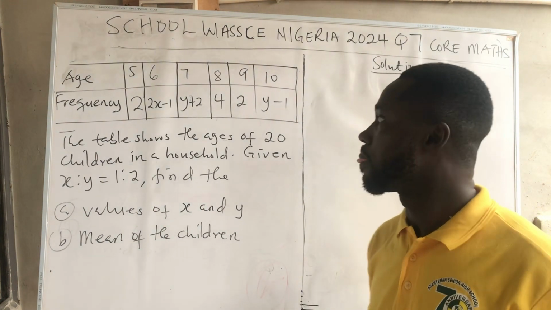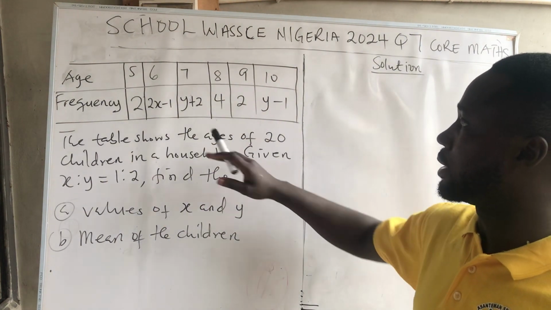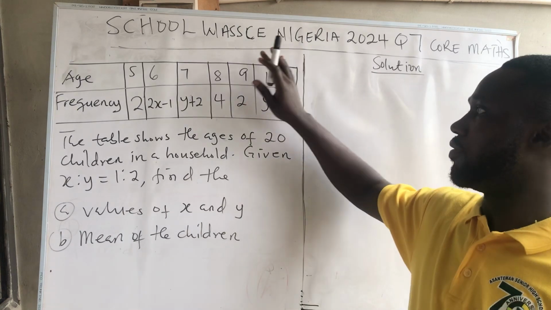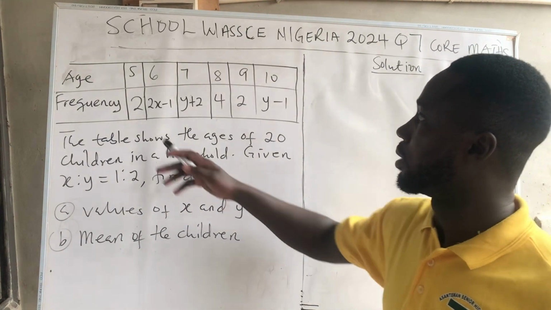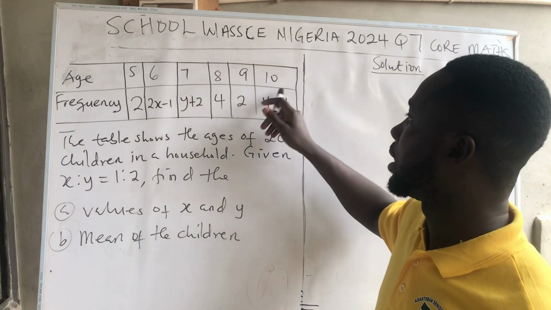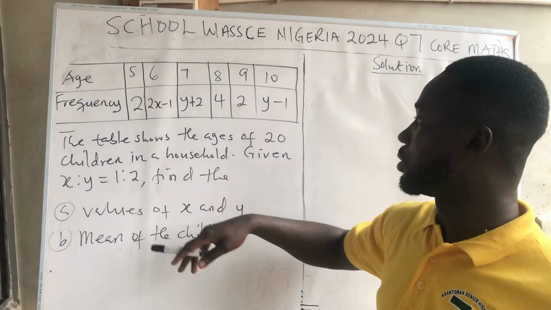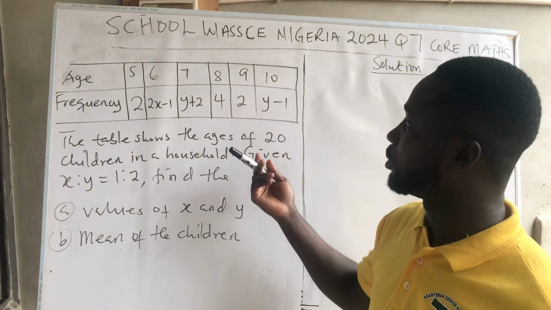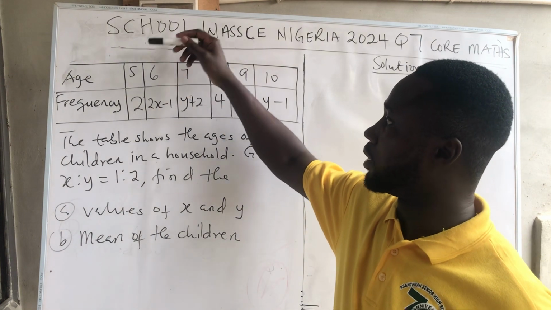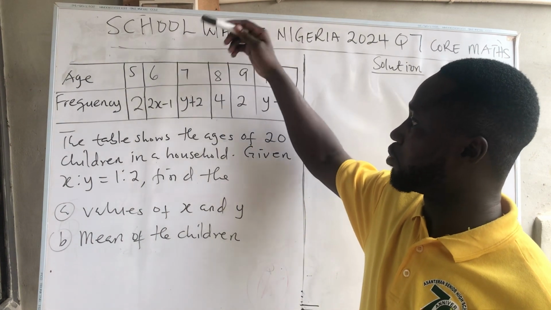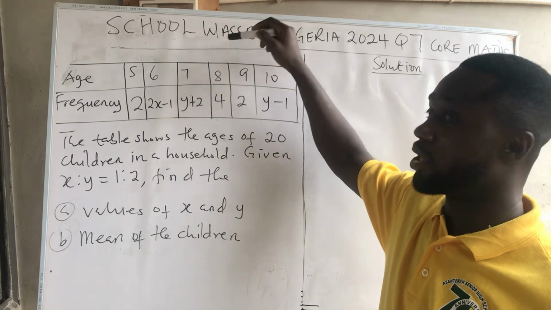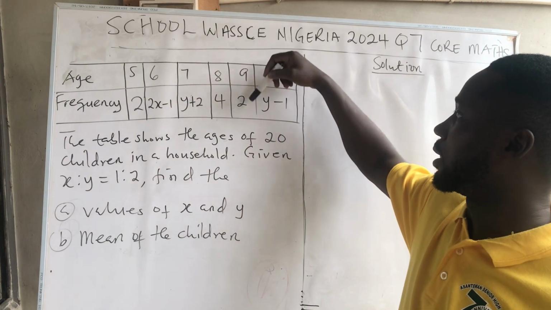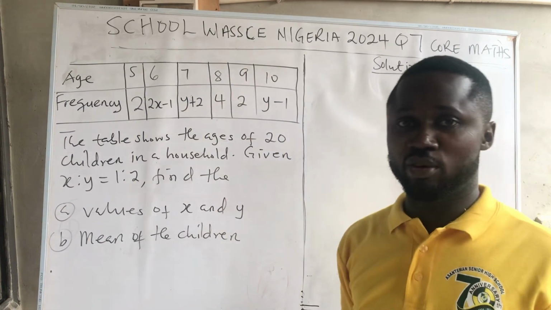All right. So the first question, this is the table given to us, a frequency distribution table. The ages are 5, 6, 7, 8, 9, 10. The table shows ages of children, so the frequency here is showing the number of children. 5 years, 2 children. 6 years, 2x minus 1 children. 7, y plus 2 children. 8, 4. 9, 2 children. 10, y minus 1 children.